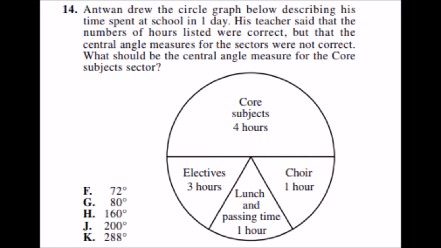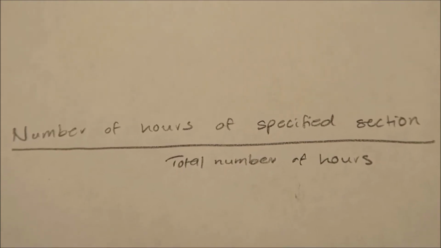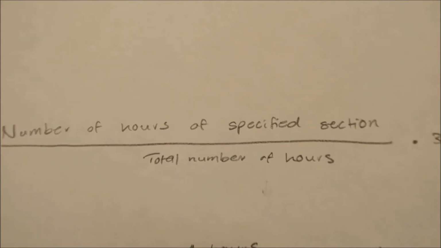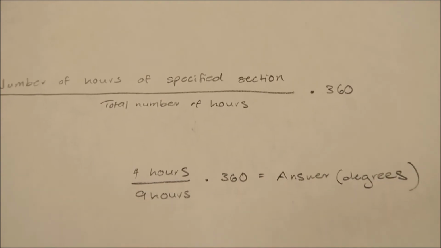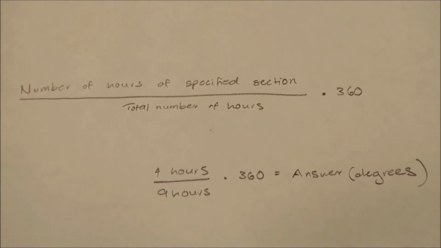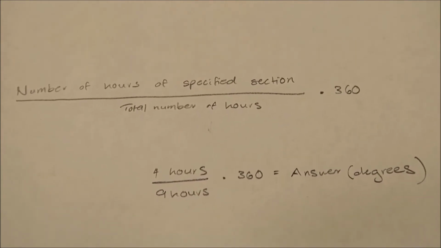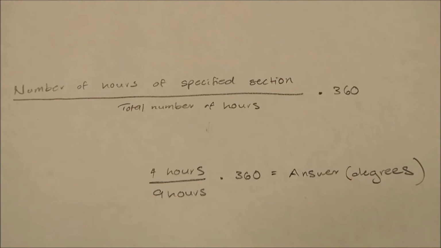One trick that works well when trying to find angle measures in a pie chart is to, in this case, divide the number of hours of the specific section by the number of total hours, and multiply that decimal by 360 as there are 360 degrees in a circle. In essence, what you're doing is finding the fraction of the chart that the specified sector occupies and multiplying that proportion by the 360 degrees that are used to describe a circle.